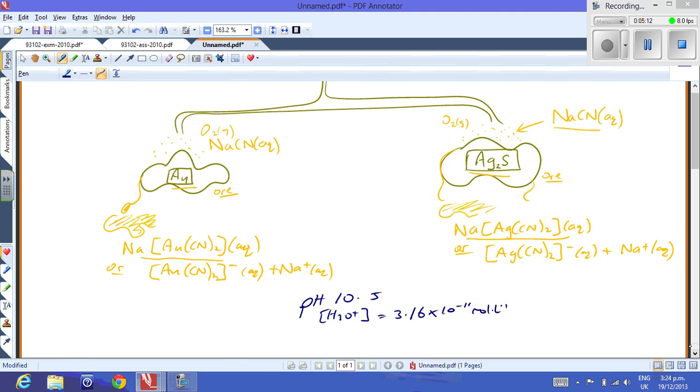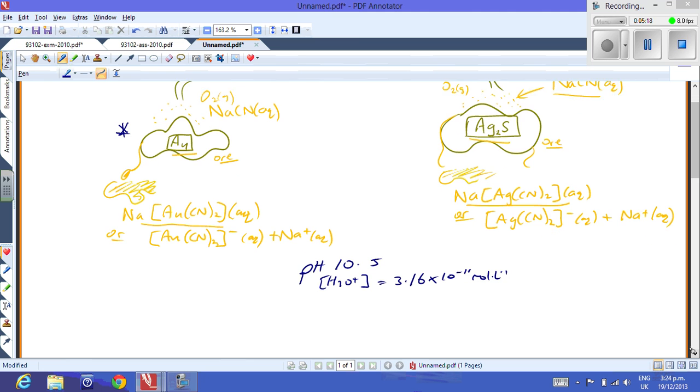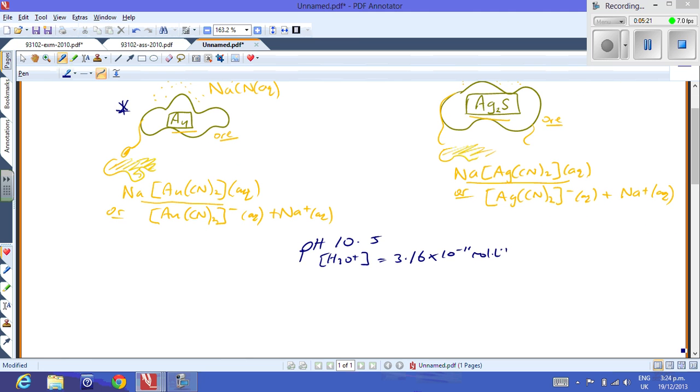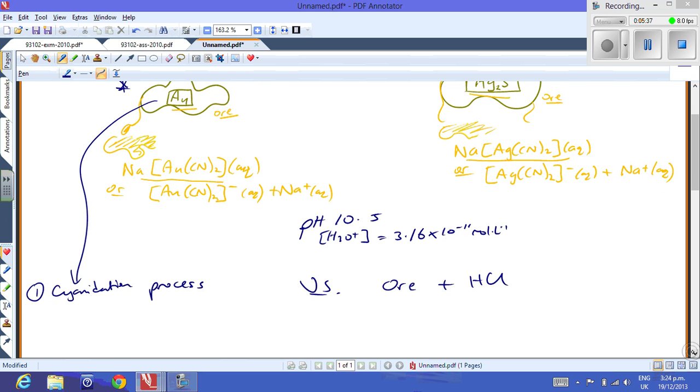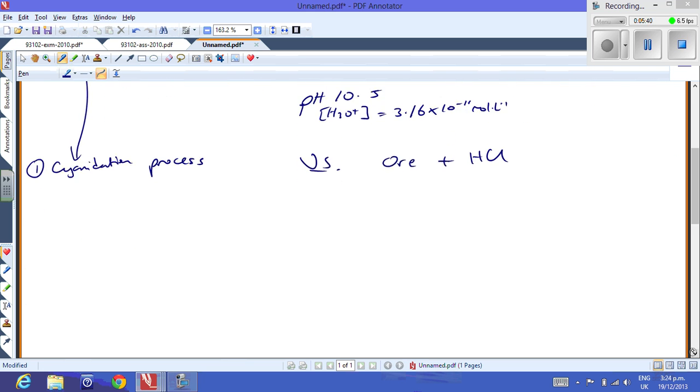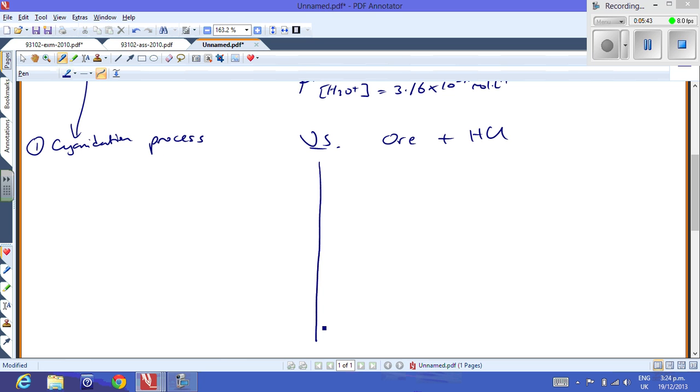So I'm just going to take my page. We're focusing on the gold situation here. And what we're saying is there are two ways to extract that gold from that ore right there. The first way is to use the cyanidation process, which is this process that we have here, versus the alternative, which is to take the ore and dissolve it in HCl. So we need to compare these two processes and see, using the reduction potentials, why the cyanidation process is preferred over the dissolution in HCl acid. So that's what we're going to take a look at now.